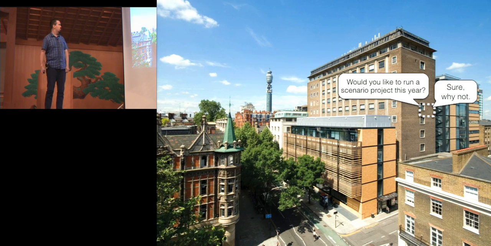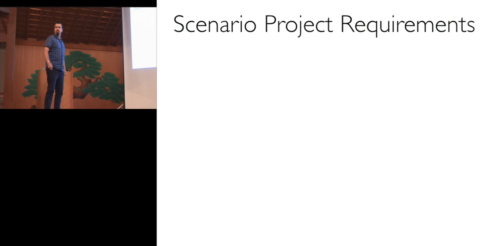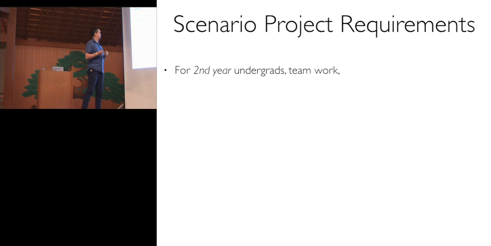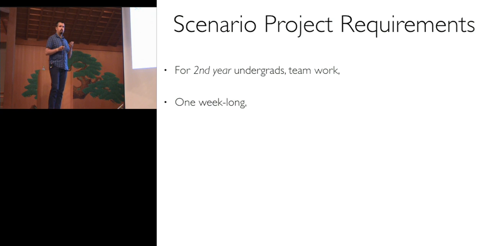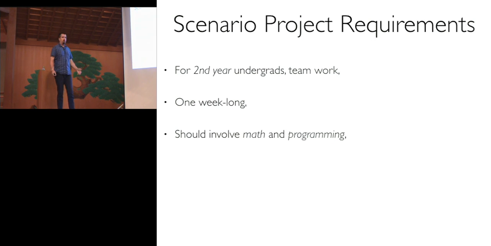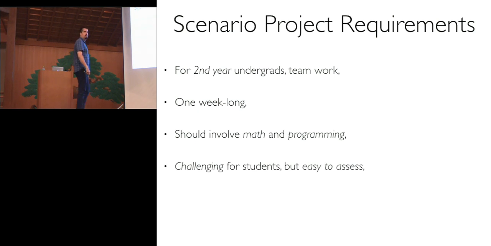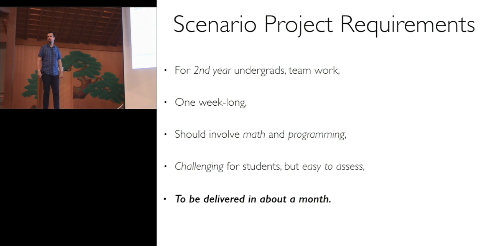And then I asked, well, what is a scenario project? And he gave me the requirements. So that's a regular thing which UCL runs for second-year undergraduate students. It puts an emphasis on teamwork. It takes 1 week, during which the students don't attend any other lectures, they just hack or try to solve some problems. That particular project, since it's the Department of Computer Science, should have involved some mathematics and some computer science. It should have been relatively easy to assess, but challenging to implement for the students. And this all was fine, except for the last point. That should have been delivered in about a month.